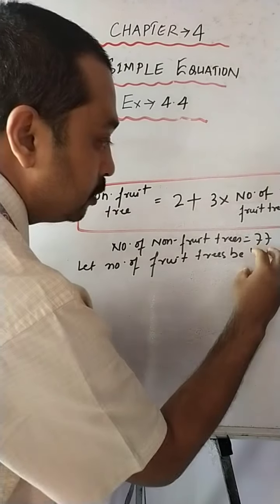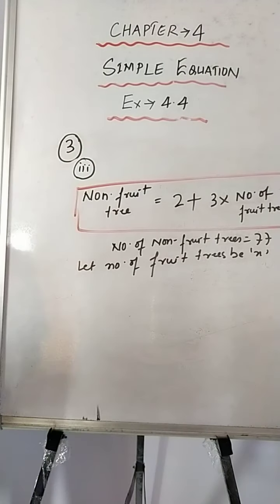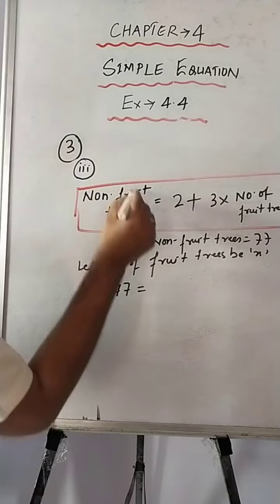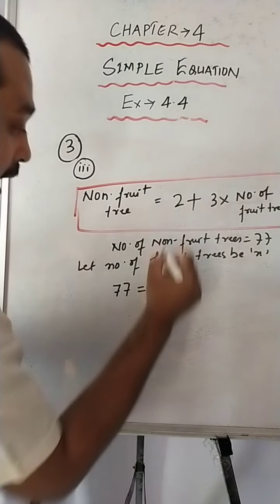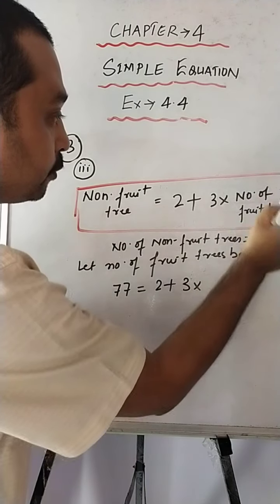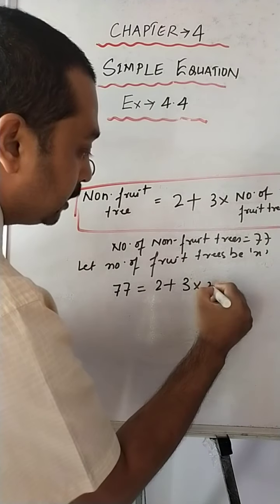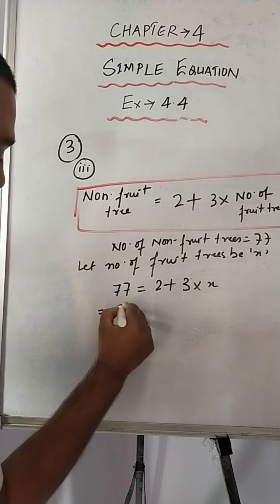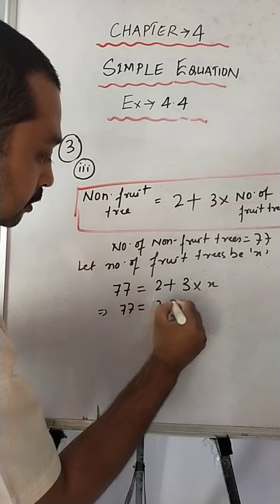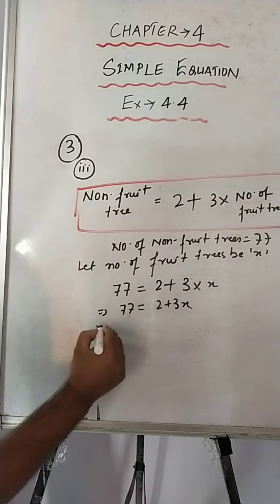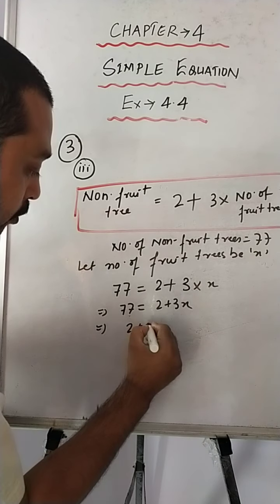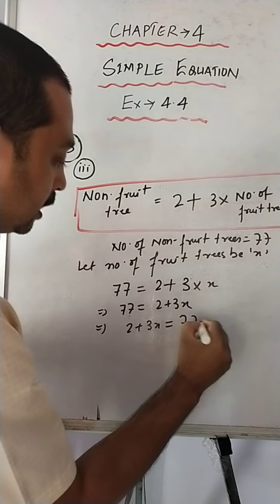Now we'll implement all those values in where? In the equation. So non-fruit tree is what? 77. So we'll write 77 here in place of non-fruit trees. And then we'll write 2 plus 3 into, in place of fruit trees, what we'll write? Absolutely right. That is x. Now the next thing that we have to do is 3 into x is what? 3x. Absolutely. You people all know it. So how to write this equation? I know you are saying 2 plus 3x is equal to 77.